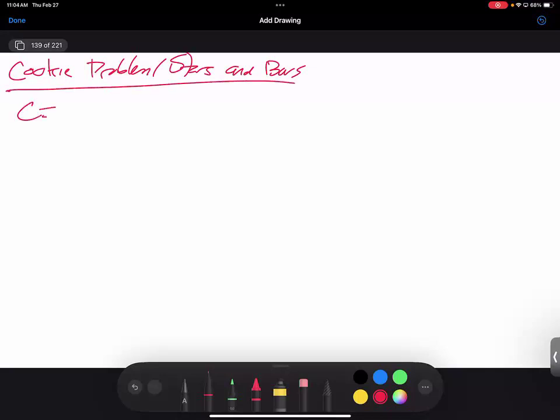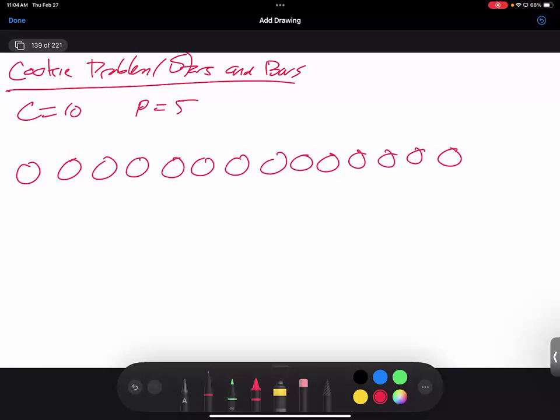So let's imagine C equals 10 and P equals 5. So I'm going to look at C plus P minus 1, which is 14 cookies. And Cookie Monster is going to come and eat 4 cookies. If there are 14 cookies and he eats 4 cookies, 10 cookies are left.